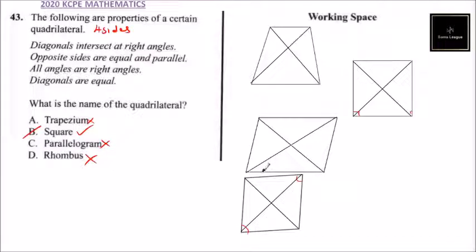And that is how you answer that. You are being tested on whether you know what a trapezium is, what a square is, what a parallelogram is, and what a rhombus is. Then you can identify that figure correctly. So that's how you answer that question.